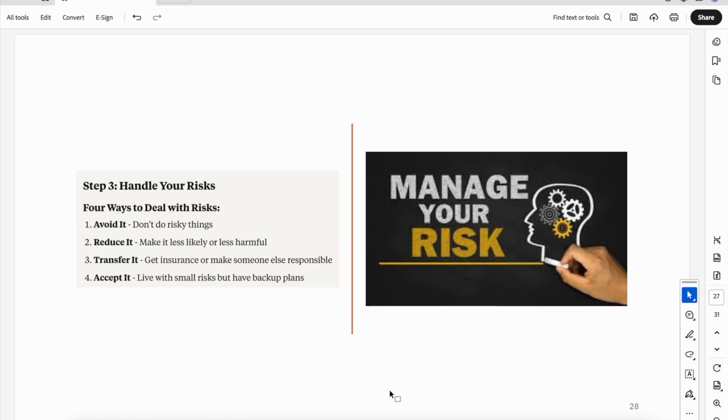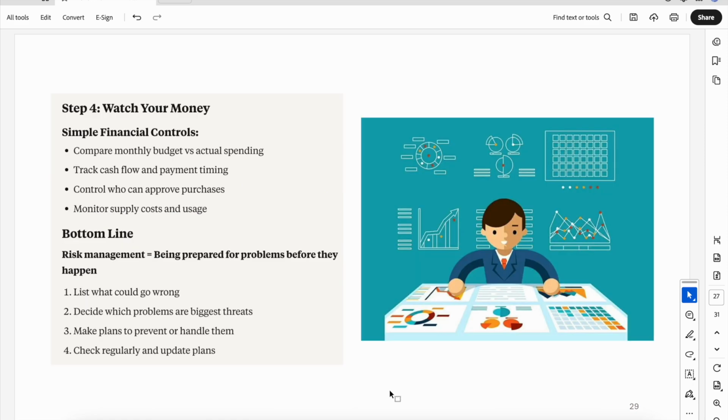Step number 4, watch your money. Implement simple financial control. Compare monthly budget versus actual spending to identify variances early. Track cash flow and payment timing to ensure adequate liquidity. Control who can approve purchases to prevent unauthorized spending. Lastly, monitor supply costs and usage patterns to identify waste or theft.